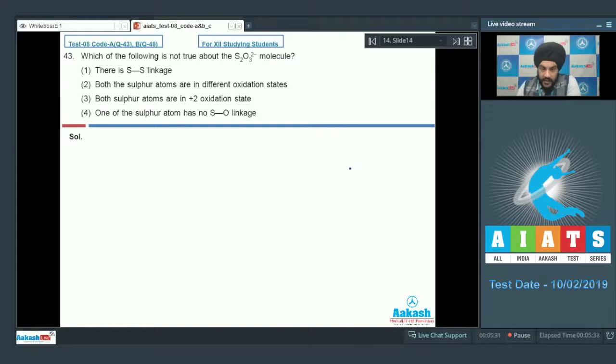Question number 43. Which of the following is not true about the S2O3 2 minus molecule? The examiner seems to be interested in the structure of the thiosulfate anion. So we can draw the structure. We have S double bond S, double bond O, single bond O negative, single bond O negative. So this represents the thiosulfate anion, which is the S2O3 2 minus.